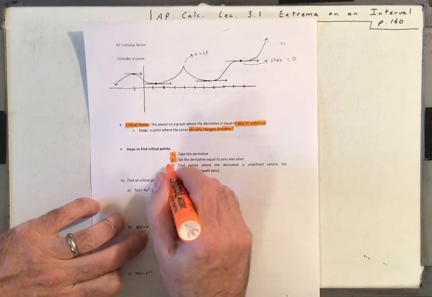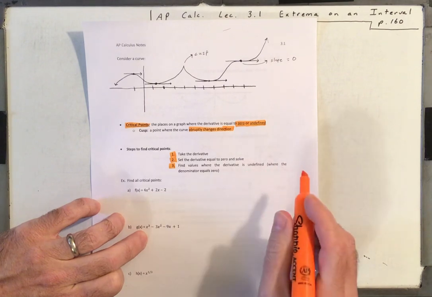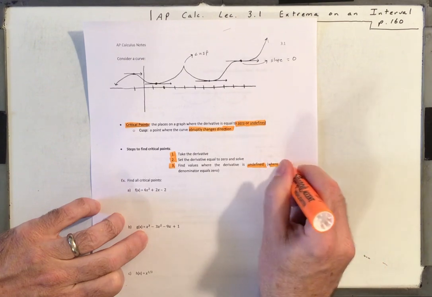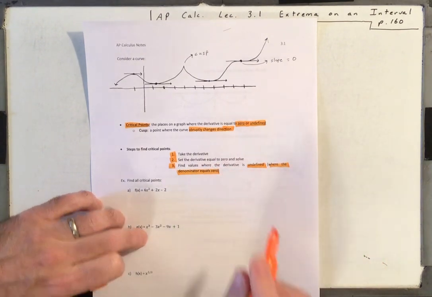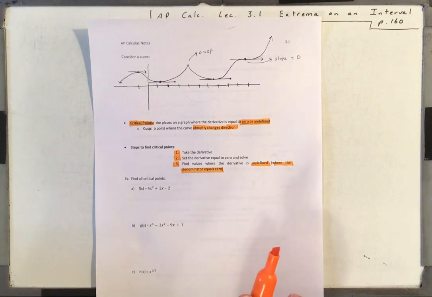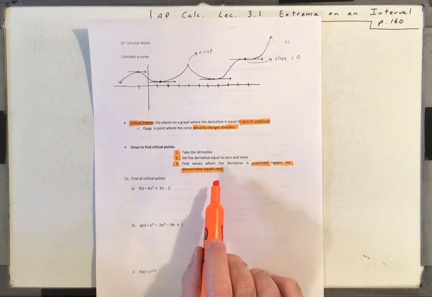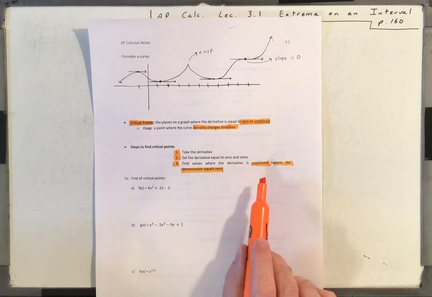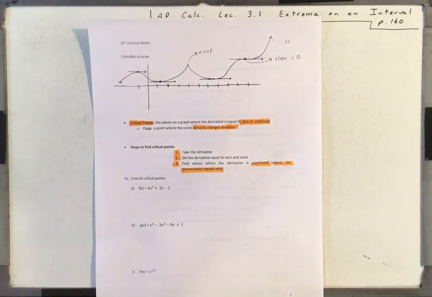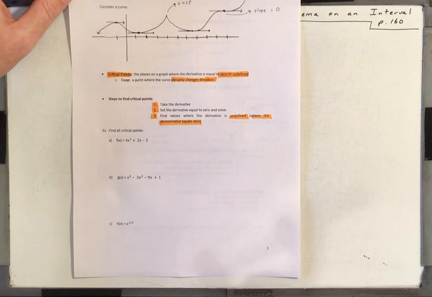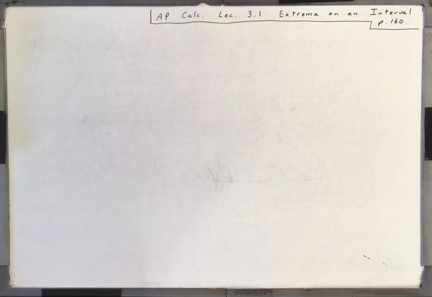All right, and then find the values where the derivative is undefined. So it's going to be undefined where the denominator is equal to 0. Most of the time the critical points that we're going to find is where the slope is equal to 0. But also, if you have a denominator that equals 0, that means the derivative there is undefined, also a critical point. So we've got 3 examples on this page, and I'm just going to find the critical points on all those, and I'll do that on my whiteboard here.